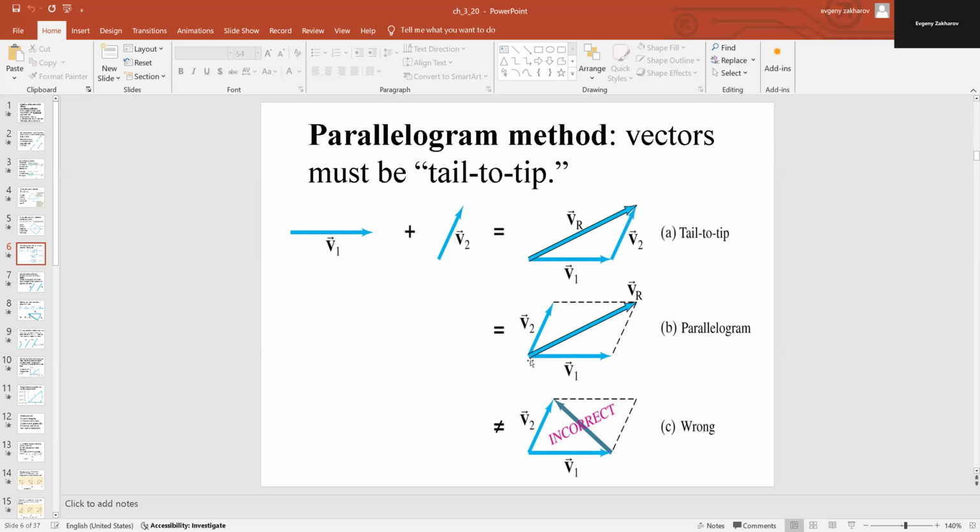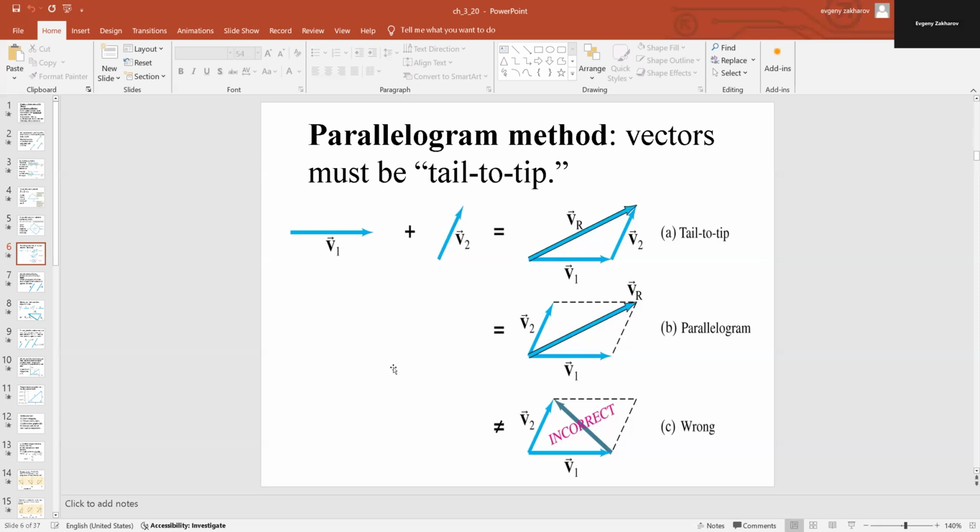Now for the parallelogram, once again, you start from the same point. Everything starts from the same point: v1, v2, and what's even more important, the result is also from the same point. You cannot pick the other diagonal. See, it says incorrect. Either this way or the opposite way, you're going to get the incorrect result.